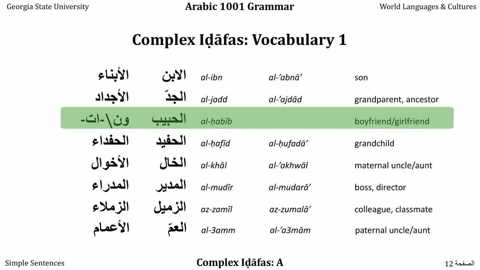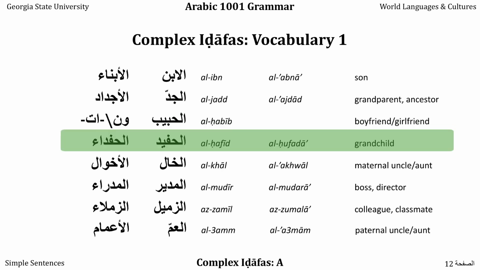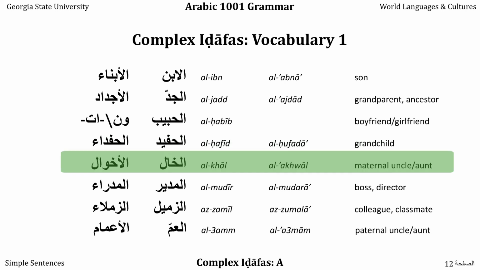Al-habib is a boyfriend or girlfriend. It's one of the few gender-neutral words in Arabic, especially when you say habibi, my beloved. If you need to be specific that it's a woman, you'd say al-habiba, and it takes the normal sound plurals. Al-hafid is the word for grandchild. If it were a granddaughter, it would be hafida. The plural is al-hofada. Al-khal is your maternal uncle or aunt.